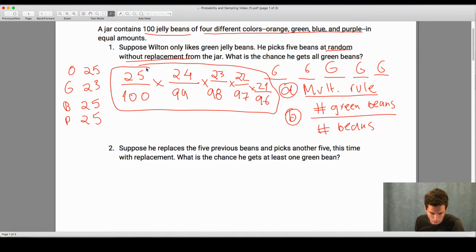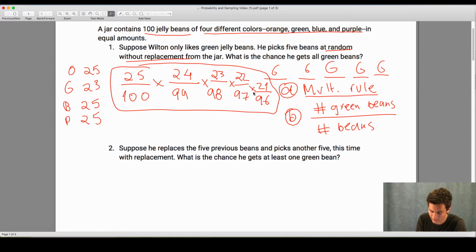So just to recap what I did. First I noticed that this was an experiment in which I was sampling without replacement. Hence, I wasn't putting back in the marbles that I drew from my jar. And then I realized that this is a sequence problem in which I'm going to calculate each individual probability of getting a green jelly bean at each draw.